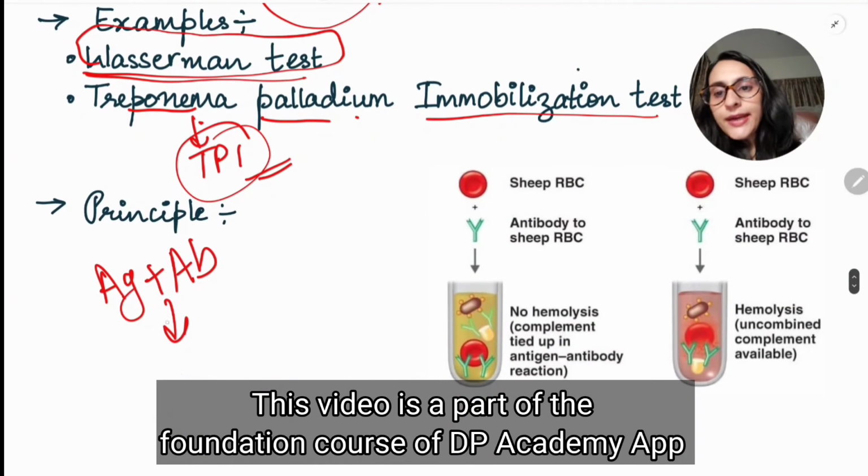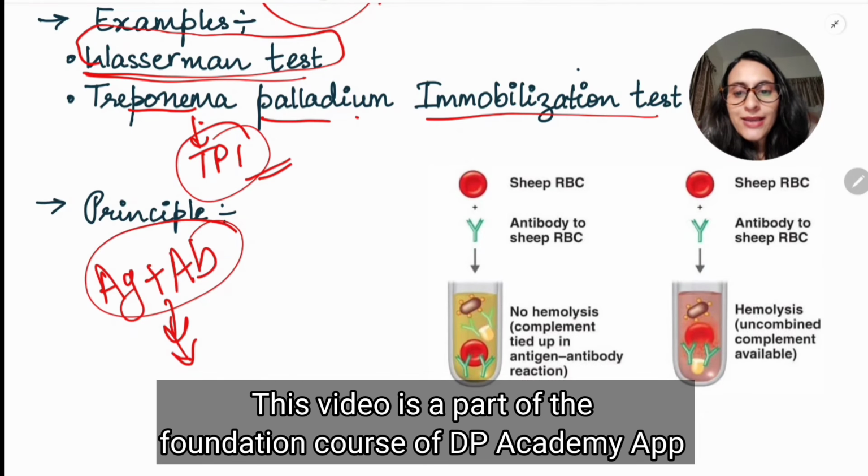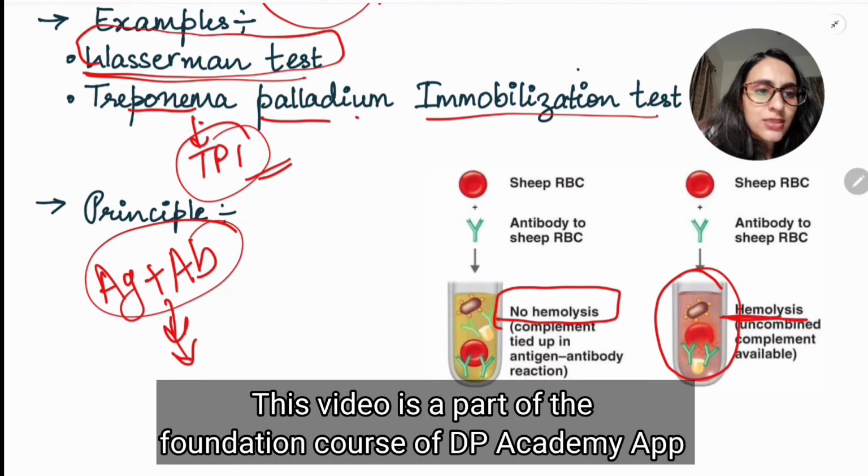Now, when you take antigen combined with antibody, this complex is fixed. If RBC are not lysed, that means there is no hemolysis, as there is no complement left for lysis. Here the RBCs are intact, so the patient had antibody. And if the RBCs are lysed, that means RBC are broken, hemolysis is seen. This means that the patient did not have antibody. This is how we do the test.